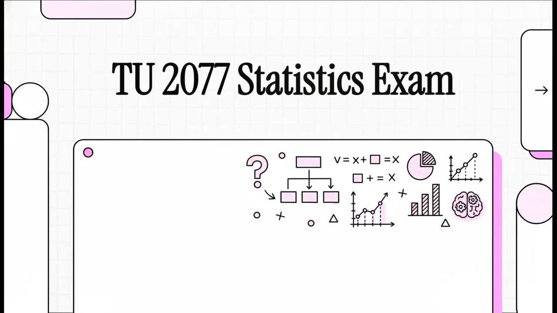Welcome to this explainer. Today, we're going to break down all 10 brief answer questions from the TU 2077 statistics exam, and we're going to turn them into a dynamic, highly satisfying math sprint. If you've ever looked at a list of exam questions and felt completely overwhelmed by the sheer variety of formulas you need to remember, well, you're absolutely in the right place. Let's deconstruct these problems step by step together.